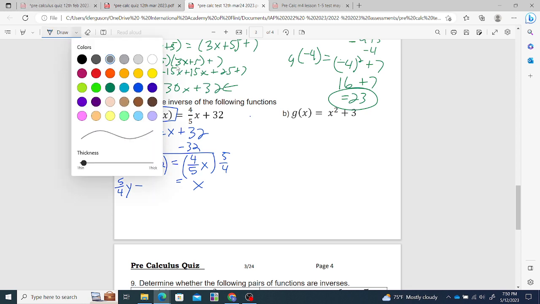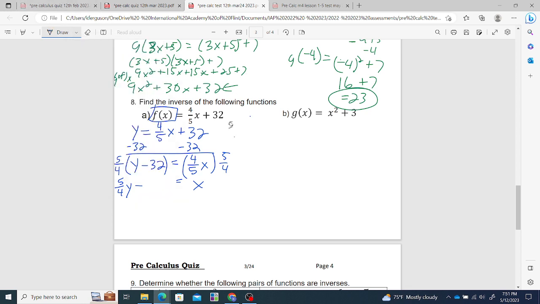Put this in gray over here. 5 over 4 times 32. Well, if I stick a 1 under that, I can cross cancel. 4 divided by 4 is 1. 32 divided by 4 is 8. So now I've got 5 times 8. So that's 40. So that's going to be 5 over 4y minus 40 equals x.